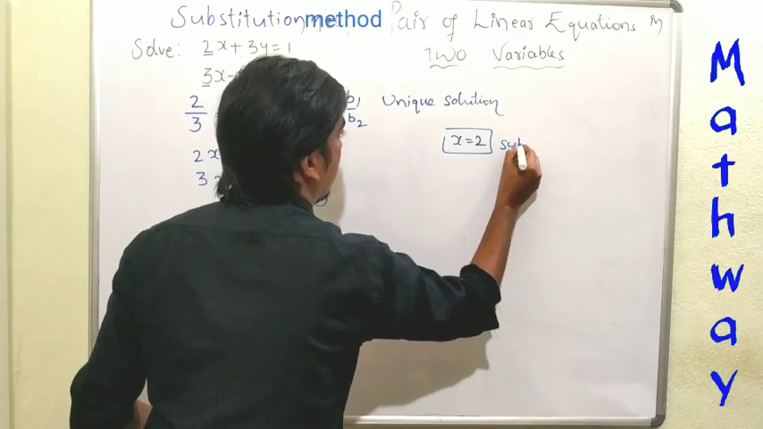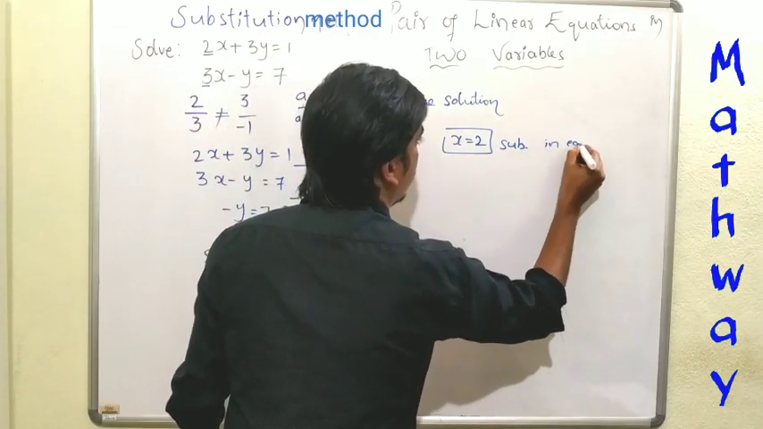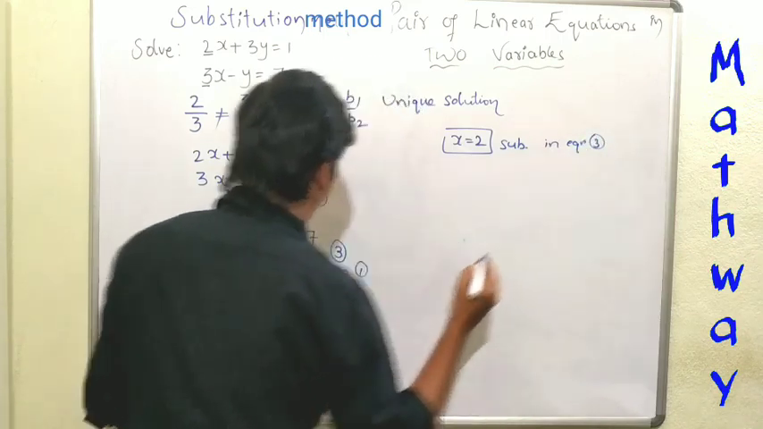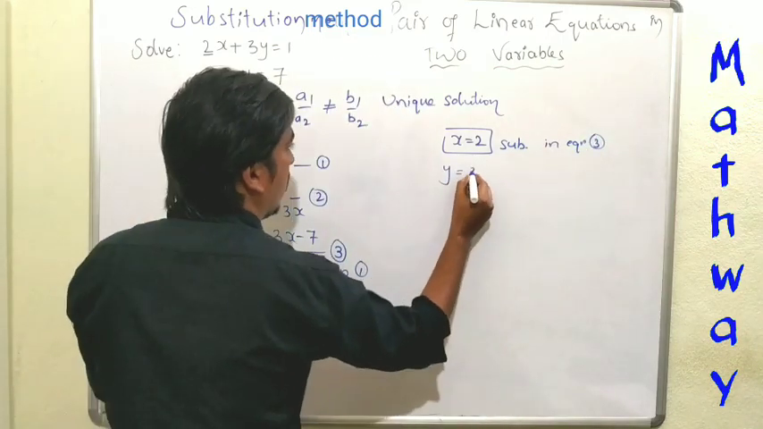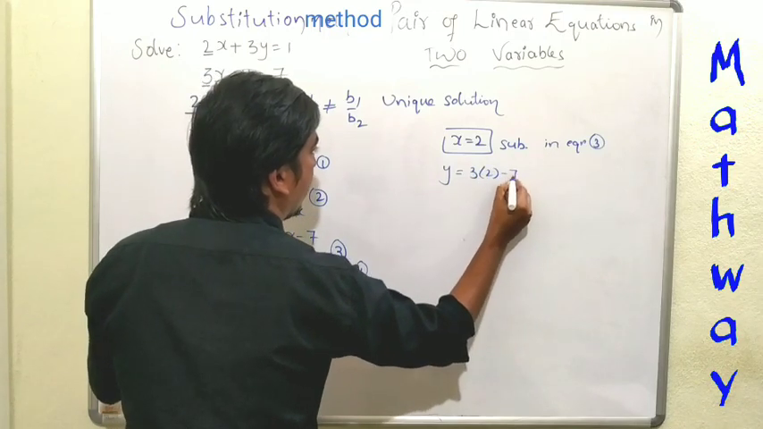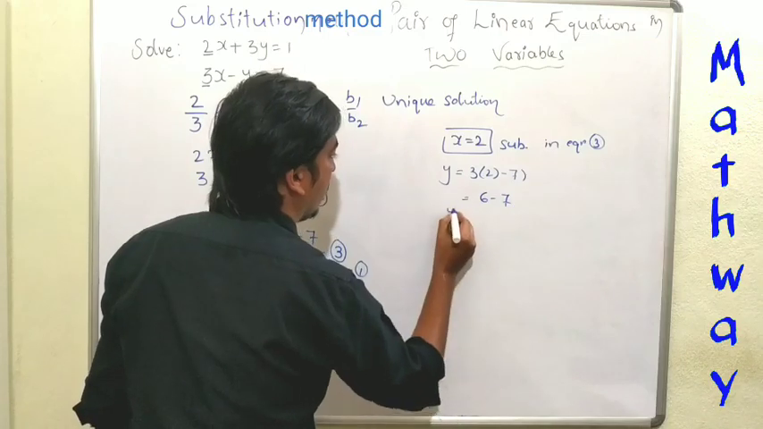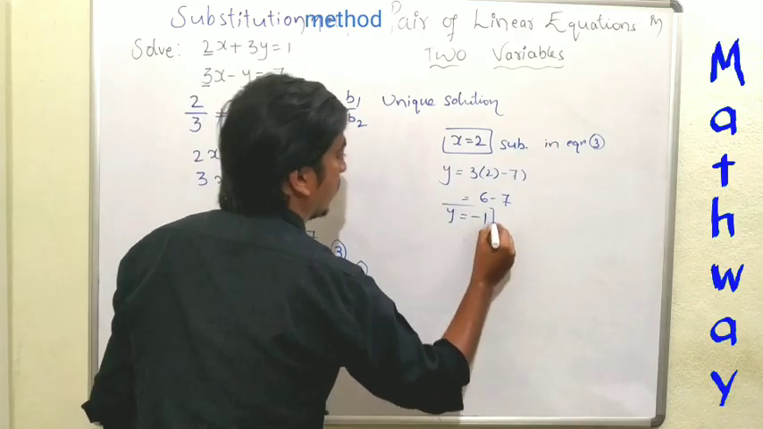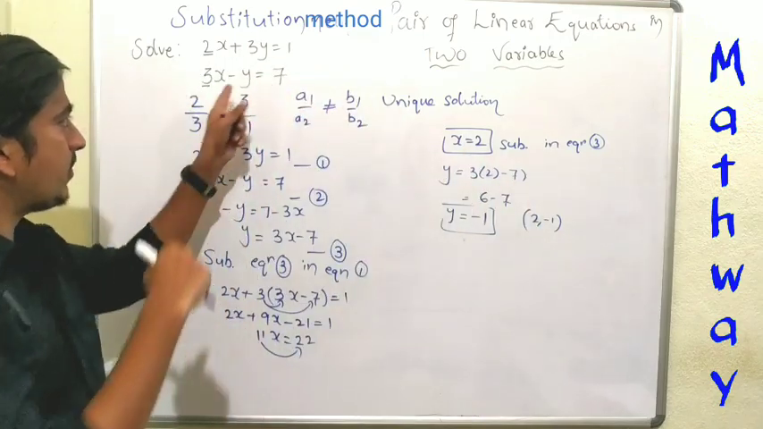Substitute this x value in equation 3, then we will get the y value. y equals 3 of x, that is 3 of 2, minus 7. 3 twos are 6, minus 7. So y equals minus 1. So the solution is (2, minus 1) for the linear equations.